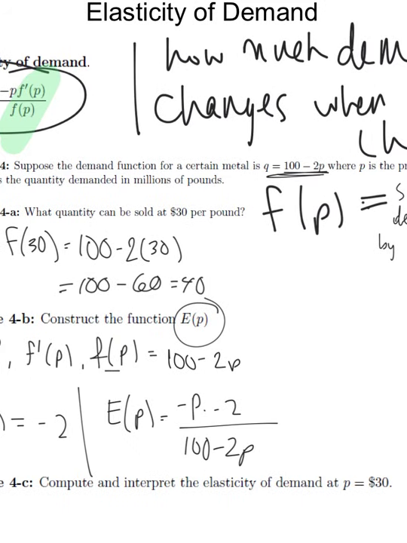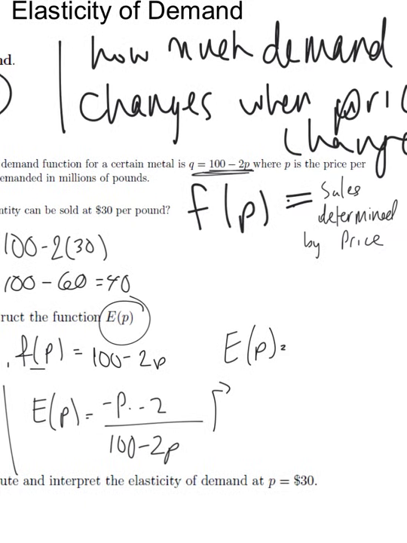And we get that our elasticity of demand equation, let me rewrite that. Our elasticity of demand equation, E of P, is just 2P over 100 minus 2P. Okay? And this is going to be a nice little equation that we can use. It's going to say, do we want to increase price, lower price? Can we change price? What's going on here?